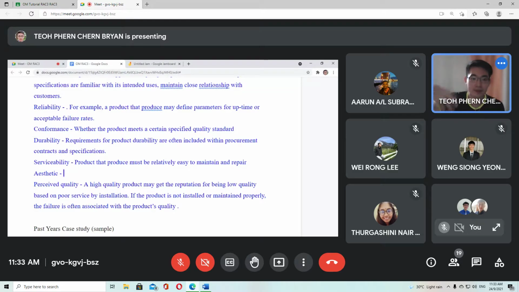Okay. Outward appearance. Some products are high quality, but they look cheap. Appearance is important for product quality, for a customer to look at your product and say, wow, this product has quality.